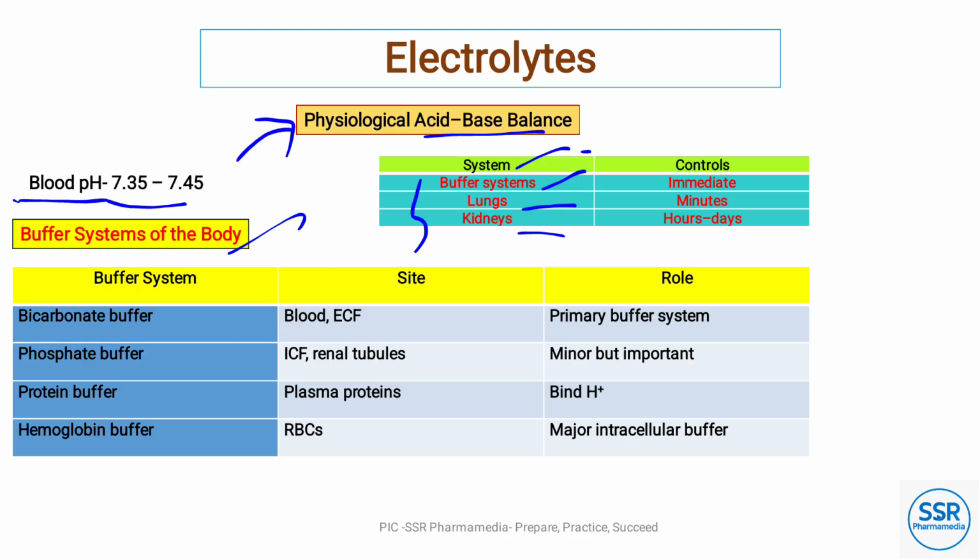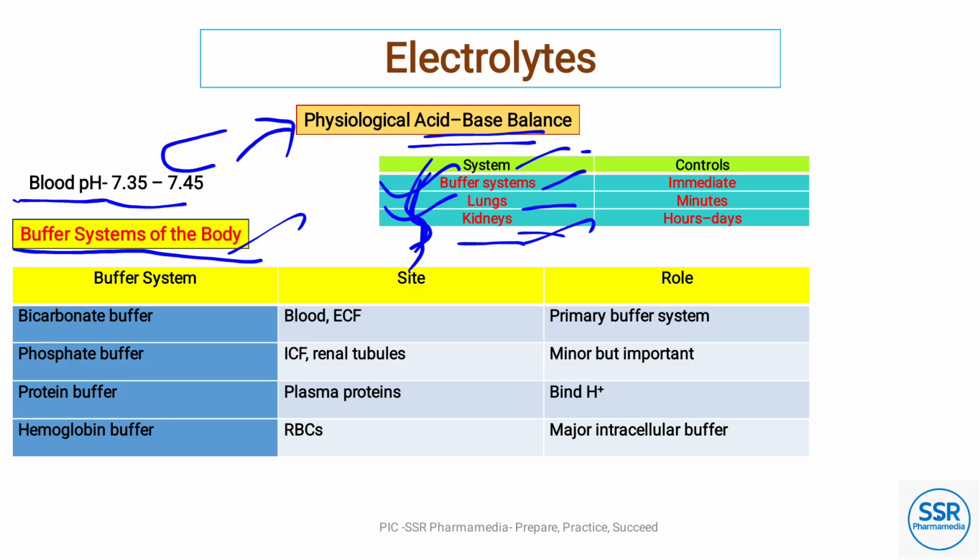In the physiological acid-base balance, to maintain the blood pH, mainly three mechanisms are involved in our body. The first mechanism is the buffer system. In the second, the lungs are involved in balancing the acid and base, and the kidney is also involved in balancing acid and base. So there are three important mechanisms physiologically involved to maintain or balance acids and bases. The first is the buffer system of the body.